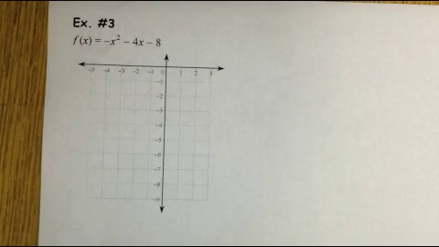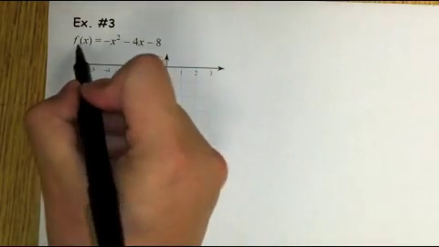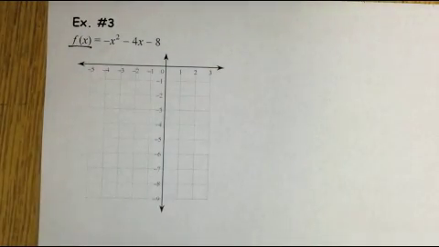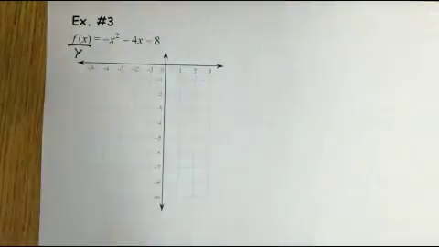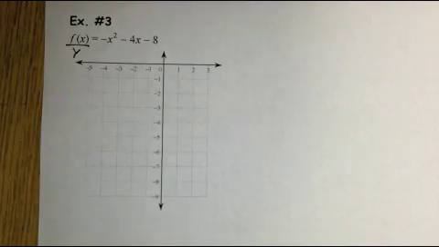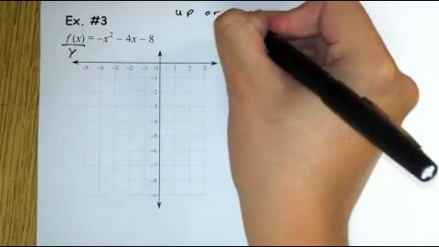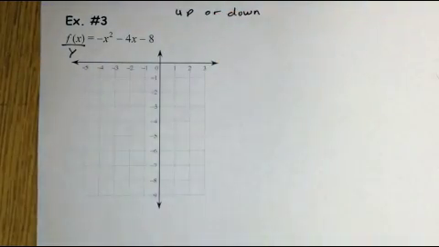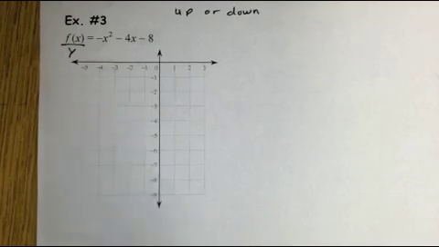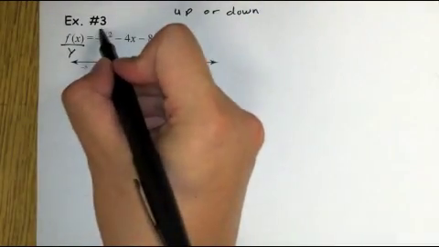There should be one difference from the other ones that we've been doing. What's different? F of x. You got it. Don't freak out. What does f of x mean? It just means y equals. Don't worry about it. Let's go through all of our questions. Up or down? What do we got to notice? What do we look at? That's right, our a value.